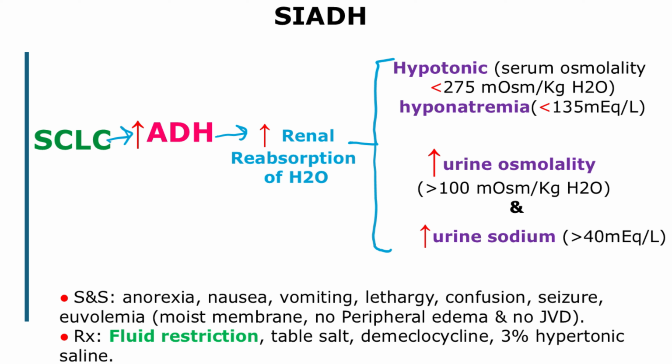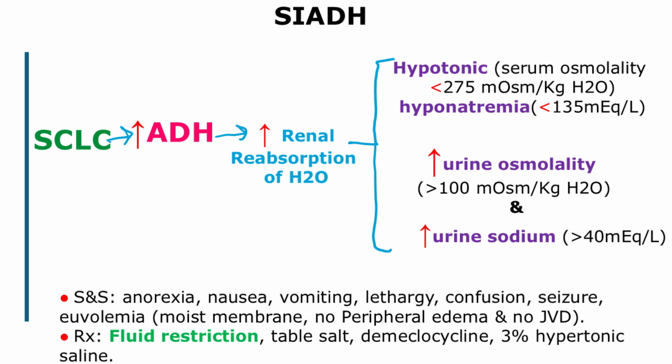Clinically, patients with SIADH present with fatigue, anorexia, nausea, vomiting, lethargy, confusion, and seizure. On physical exam, these patients generally appear euvolemic, meaning they don't have signs of fluid overload like swelling or distended neck veins, despite the water retention. Fluid restriction and table salt are the best initial treatment of mild SIADH. The hyponatremia will resolve within weeks of starting chemotherapy. Other treatments may include demeclocycline and 3% hypertonic saline.